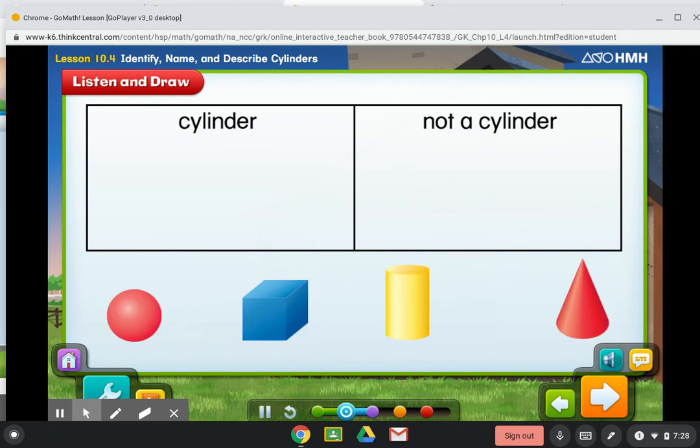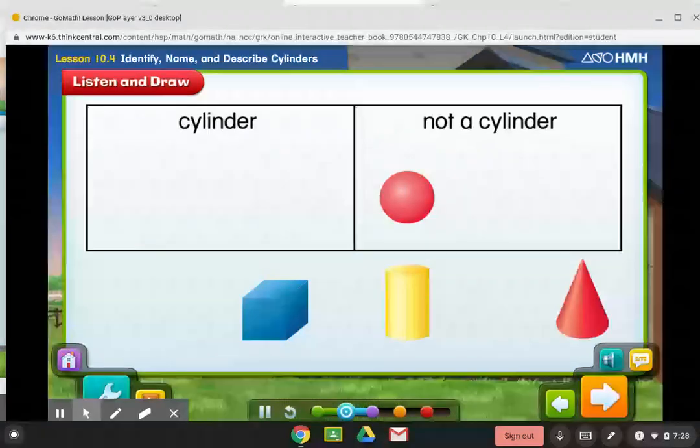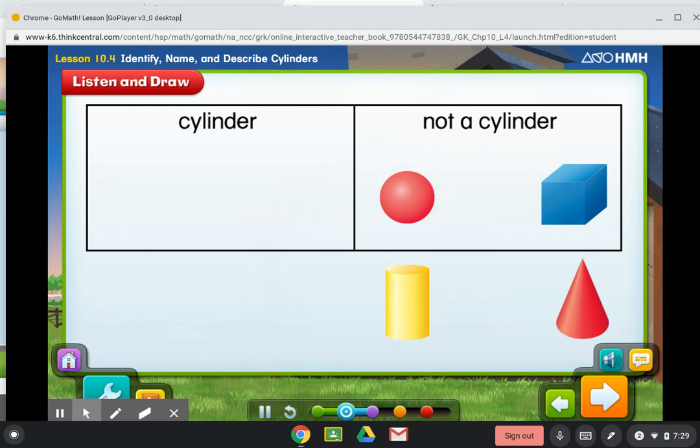Michael has 4 shapes. He wants to find the cylinder. Let's start by finding out if this red shape is a cylinder. This red shape is not a cylinder. It belongs on the right side of the sorting mat. Now try the blue shape. Is it a cylinder? The blue shape is not a cylinder, so it also belongs on the right side of the sorting mat.